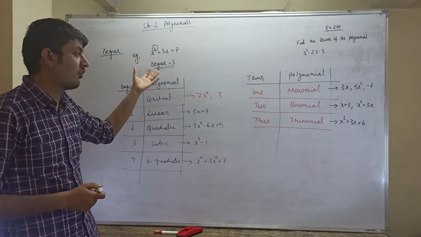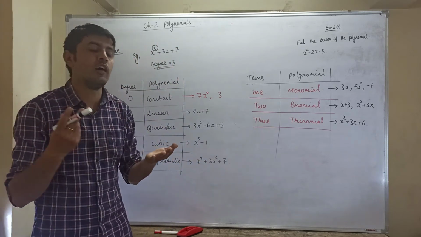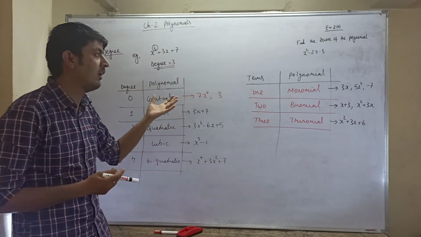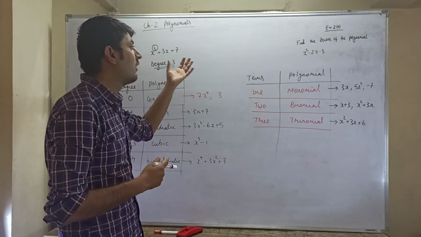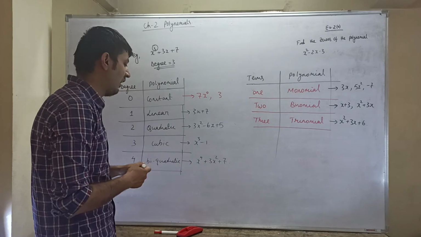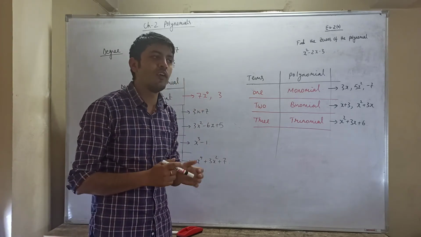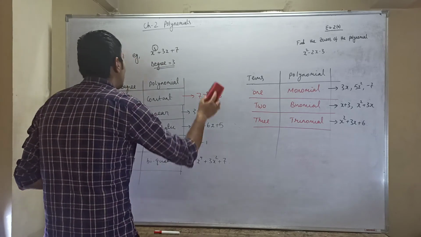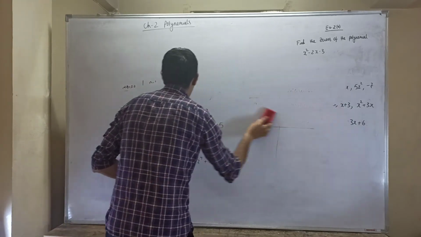This type of questions you might get in your objective type, maybe for 1 mark or half marks. They might ask you to identify whether it is a polynomial or it is not a polynomial, regarding the terms, regarding the degree. Okay, now let us go to the next part, that is how to find out the zeros of the polynomial. So I have taken one problem from your textbook.